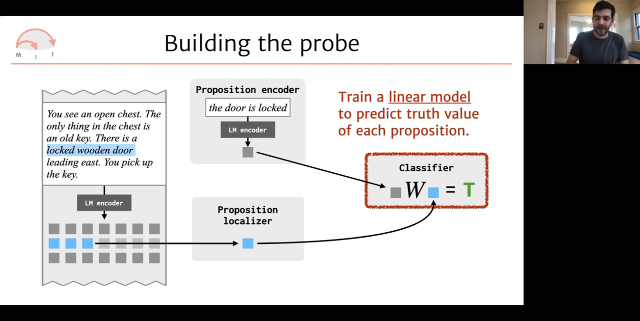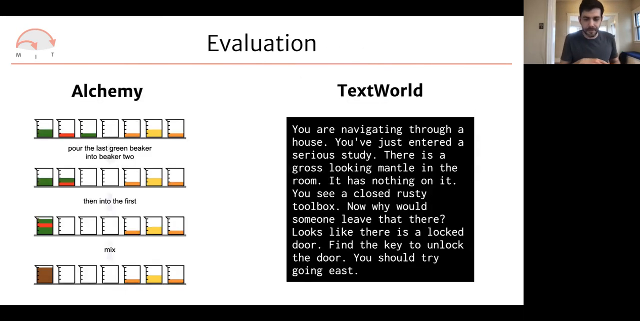Good, right. So the point here is that this linear transformation is really our only free parameter. And we're asking, is there some linear readout of these language model states such that the world state is recoverable from them? We're going to evaluate in two tasks.